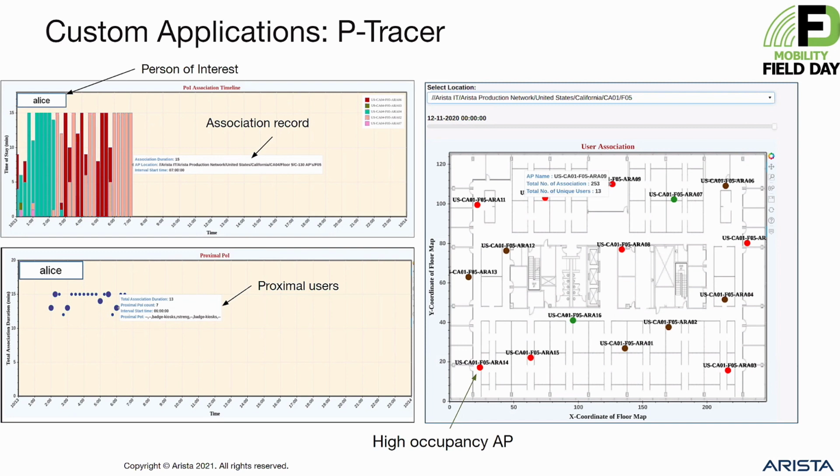And on the right, you see a floor plan where on the map, we show the APs, which are shown as dots. And the color of the dots represent the relative density of users around each AP. And the red dots basically show the areas where there are more users than is desired. So with this, you'll be able to make your workplace more healthy.